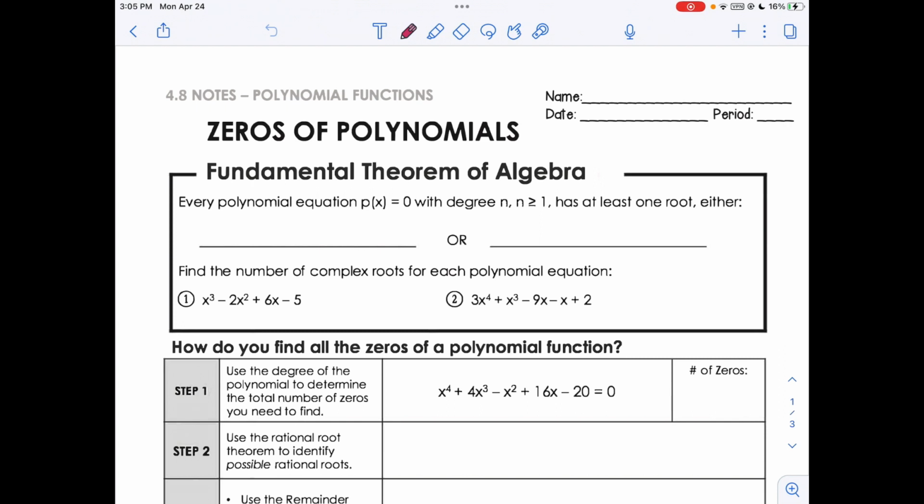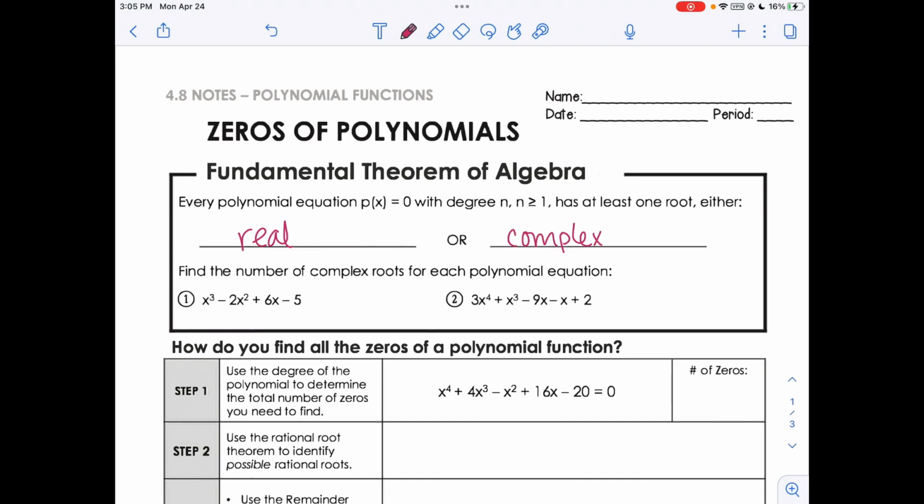The fundamental theorem of algebra, as you saw on the video, I hope you guys watched the warm-up video: every polynomial equation p of x equals 0 with degree of n, where n is greater than or equal to 1, has at least one root, either real or complex.